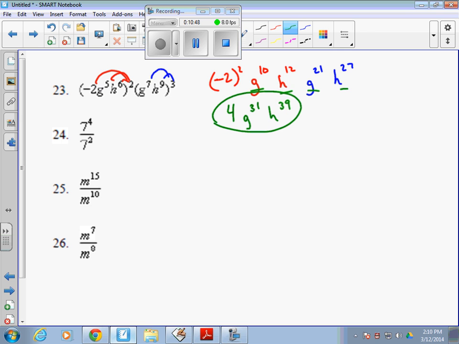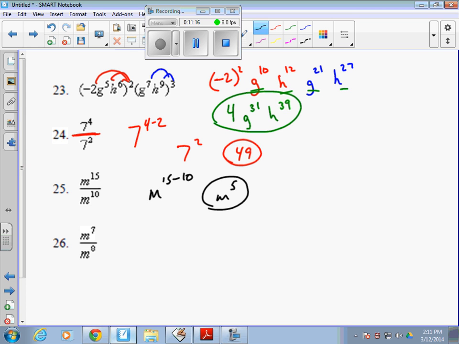Then you do division. 7 to the 4th divided by 7 squared. So you have 7 as both of the bases. When you divide, you subtract. When you multiply, you add. When you divide, you subtract. So that becomes 7 to the 4 minus 2, which is 7 squared, which we know is 7 times 7, which is 49. M to the 15th divided by M to the 10th means M to the 15 minus 10, which is M to the 5th.